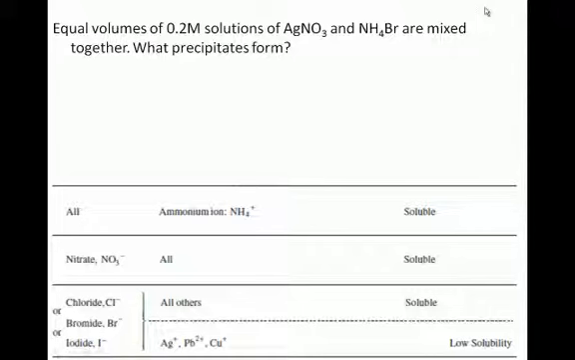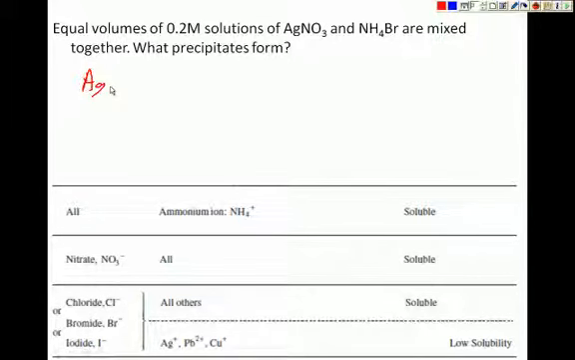So let's use this table that we were given and figure out what kind of precipitate forms here. The question we're given is, we have equal volumes of 0.2 molar solutions of silver nitrate. Again, this is very soluble because we know that nitrate is soluble with everything, and ammonium bromide, and we know that ammonium is soluble with everything. These are two very soluble things, and we're going to mix them together and figure out if a precipitate forms.